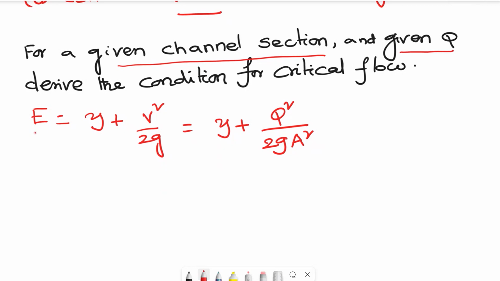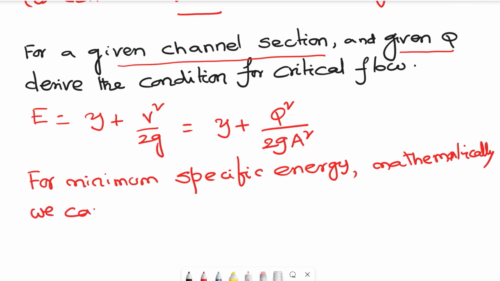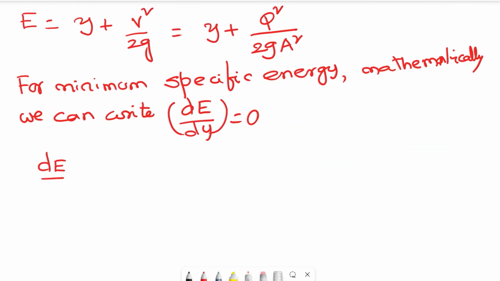So what is the condition for the minimum specific energy? For minimum specific energy, mathematically we can write dE by dy is equal to 0. So let me solve that. What is dE by dy?